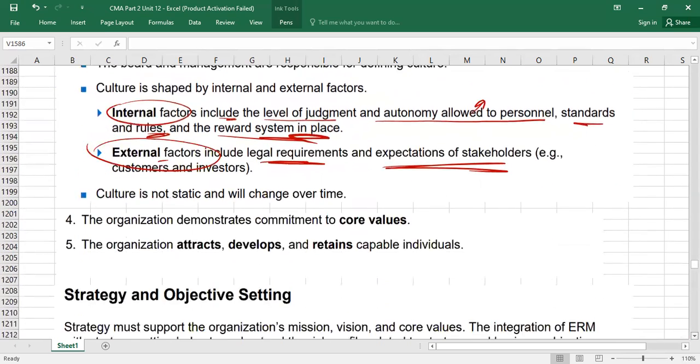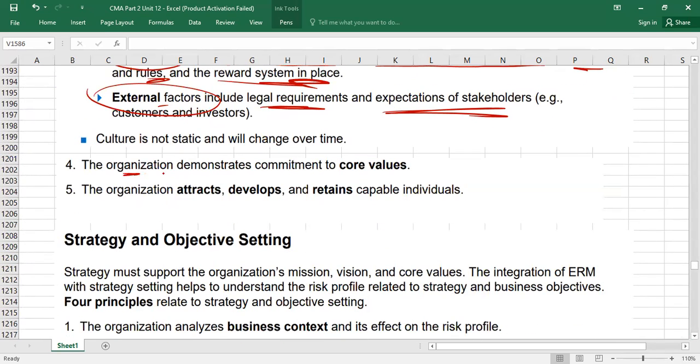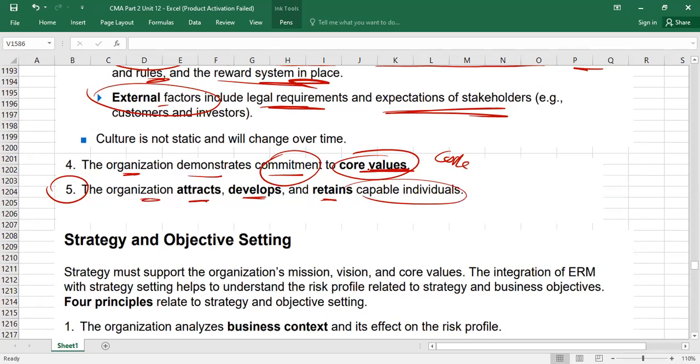Principle number four: the organization demonstrates commitment to core values. Like whatever you have in a code of ethics, a list of dos and don'ts, whatever is acceptable or unacceptable, the organization has to show commitment to core values. You have to stick with the code of ethics. And the fifth point is what? The organization attracts, develops, and retains capable people.